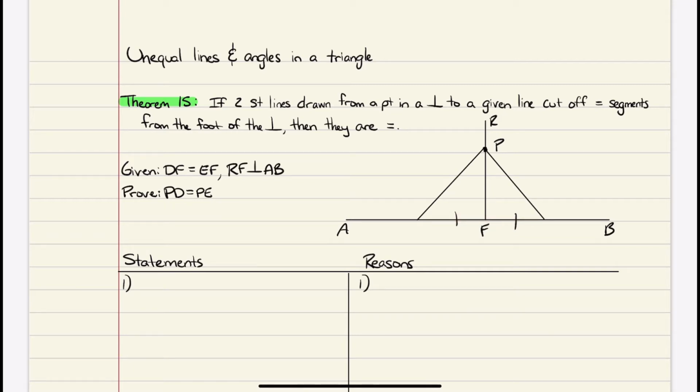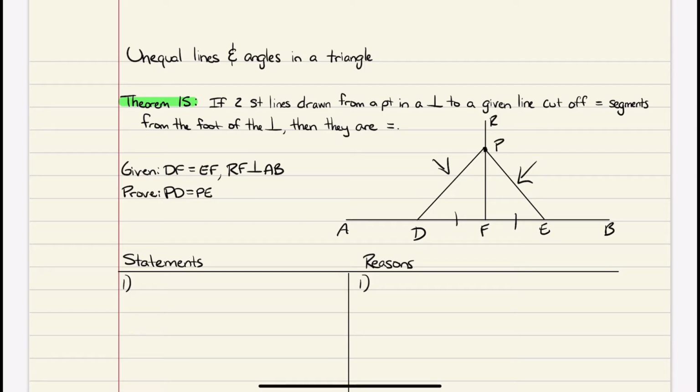The theorem is stating that these two lines will be equal to each other if they come from the same point on a perpendicular and they cut off equal line segments from the foot of the perpendicular. So we're trying to prove that this line is equal to this line. I didn't label these, so let's label the points where the two straight lines meet the given line. We're trying to prove that PD is equal to PE.